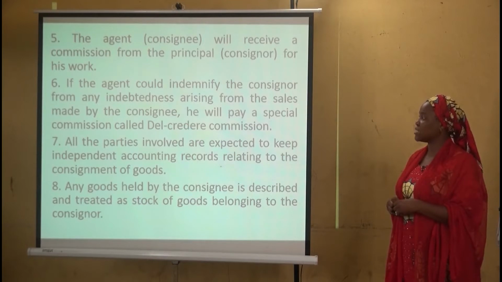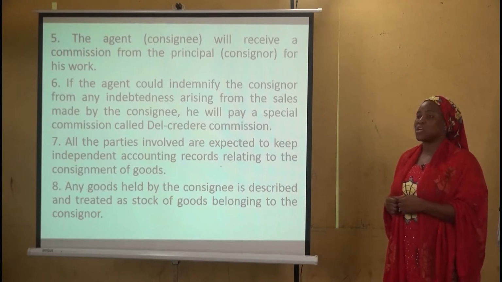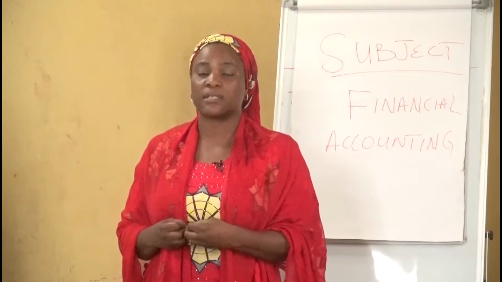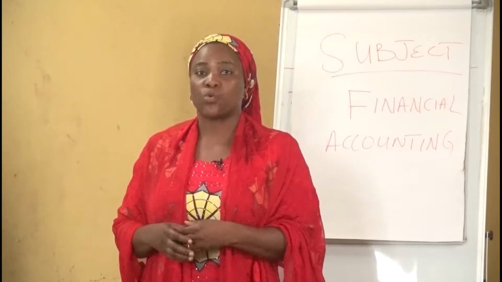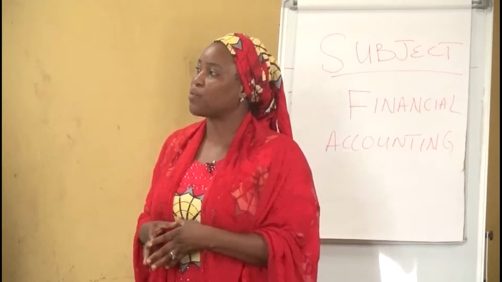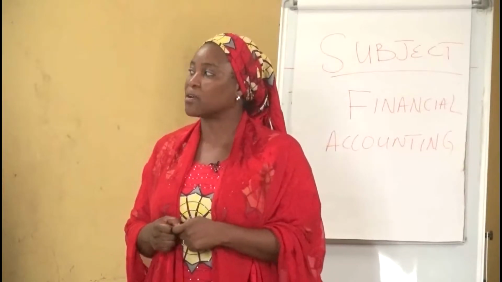Number 6, if the agent could indemnify the consignor from any indebtedness arising from the sales made by the consignee, he will be paid a special commission called the credit commission. When the agent takes it upon himself that if there are bad debts, if these goods are sold on credit, he stands the risk for the principal, the principal will decide to pay him a special commission called the credit commission.